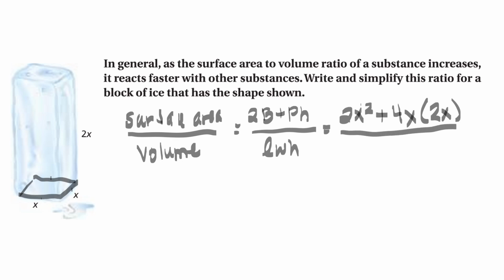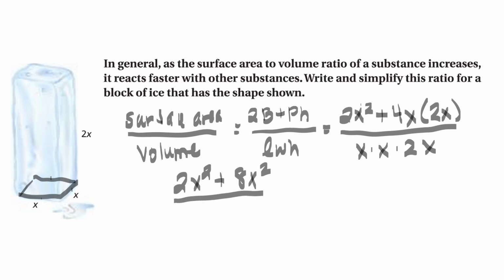Length times width times height, so x times 2x. We're going to go ahead and simplify all that out. So we end up with 2x squared plus 8x squared over 2x cubed. Okay, so that gives us 10x squared over 2x cubed. So we have a common factor of a 2.